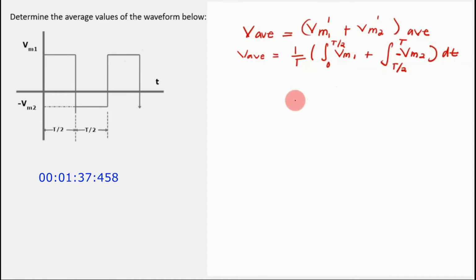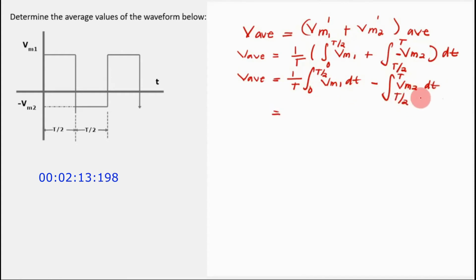Now let us try to simplify things here. So again, I'm just copying it, 1 over T. So the integration of this one with respect to t, we are to place this outside, so let us integrate each term individually. So we can just rewrite this one, from 0 to T over 2 of Vm1 dt, negative because that is negative, so this is Vm2 dt. This is from T over 2 to T, and then integrate each term.